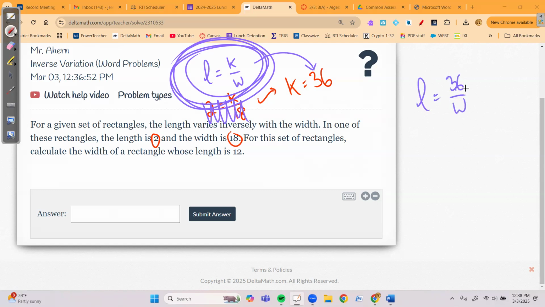That's a really important part of this: get in there, find K, and then rewrite the problem, but with an actual numerical value for K. So this is the inverse variation that we want, and then we can use it to answer any question. It says, calculate the width of a rectangle whose length is 12. Now we're actually getting the problem done.